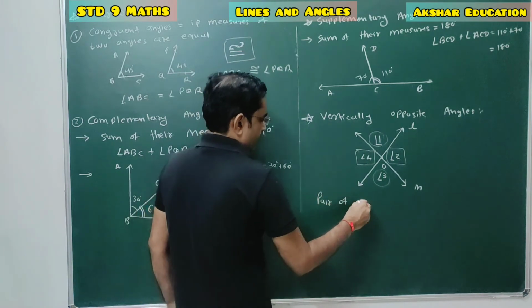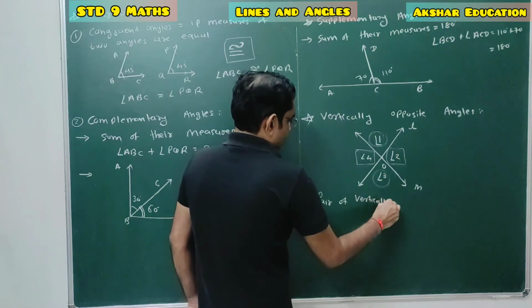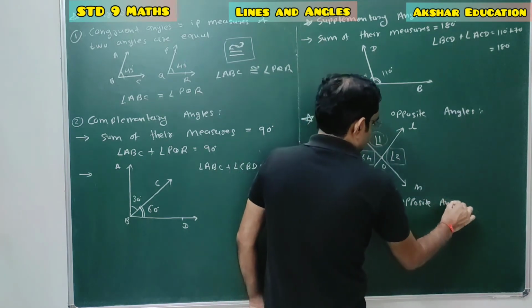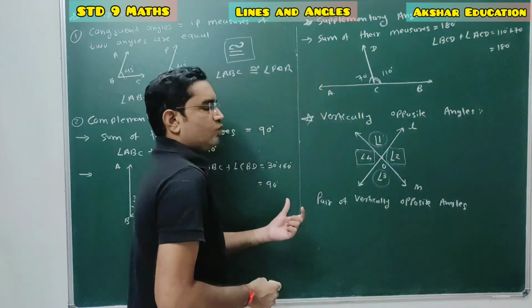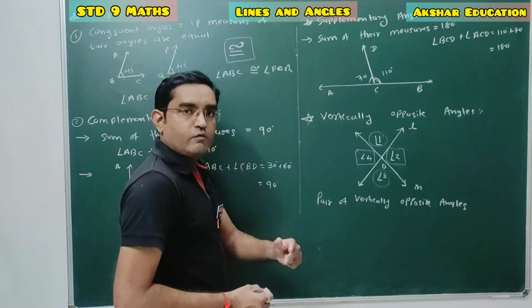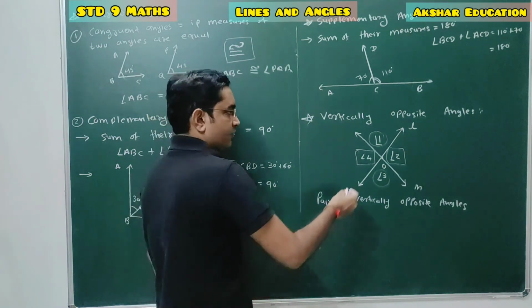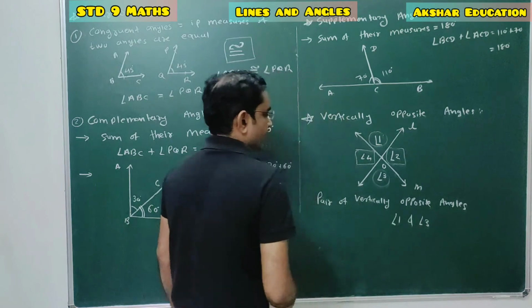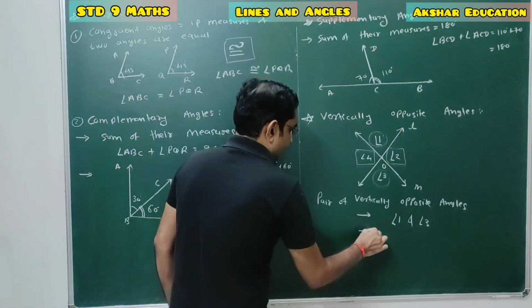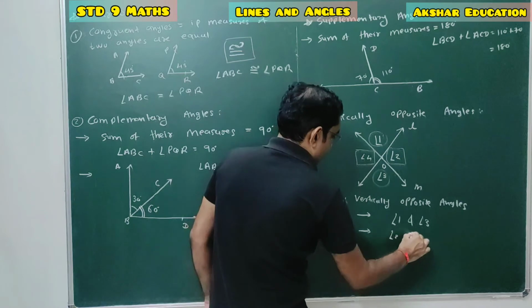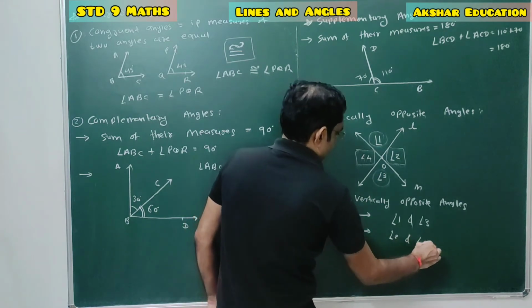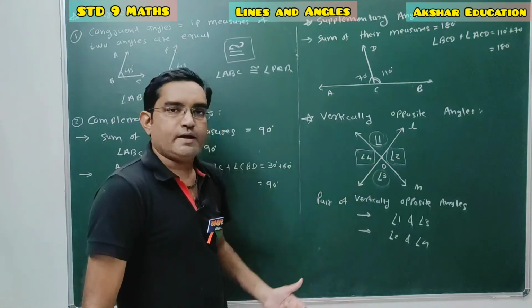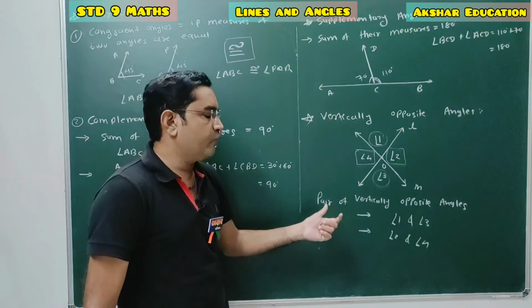When two lines intersect each other, we get two pairs of vertically opposite angles. The first pair is angle 1 and angle 3, and the second pair of vertically opposite angles is angle 2 and angle 4. We will prove in our theorem that these vertically opposite angles are equal.